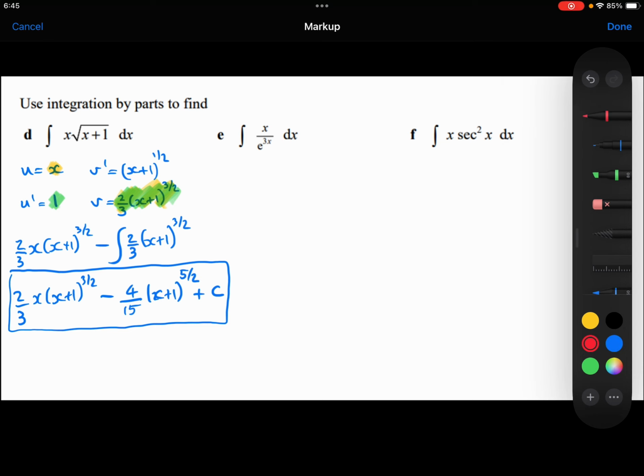Part E. I'm first going to rewrite this by moving the e to the power 3x to the top to be a negative power. And now I'm going to select the u as the x function and the v dash as the e to the minus 3x.